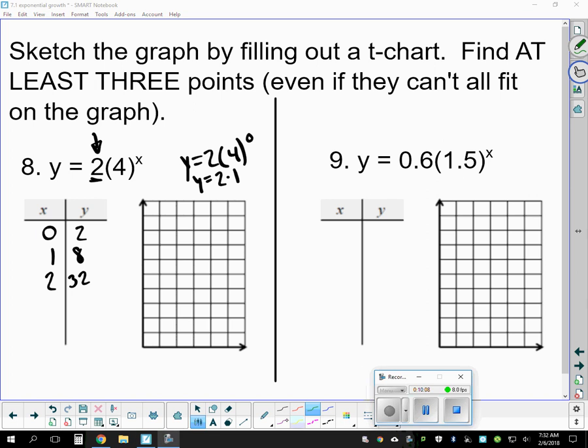Okay, so plotting these, I'm just counting by ones here, so I can label that's what I'm doing. 0, 2; 1, 8; and obviously 2, 32 is going to be off there. Okay, what I do not want to see you do though, well, I don't want you to miss all your points, but I don't want you to just draw a straight line because we know this is not a linear function.